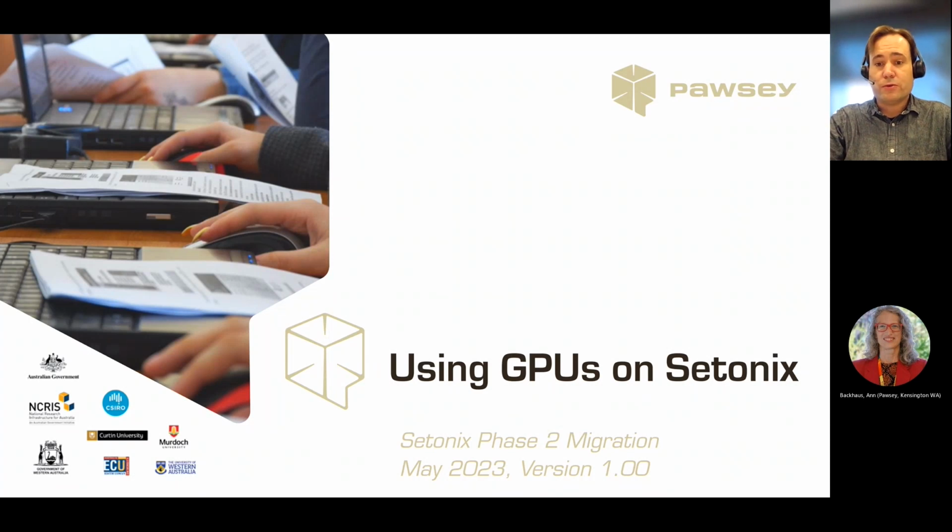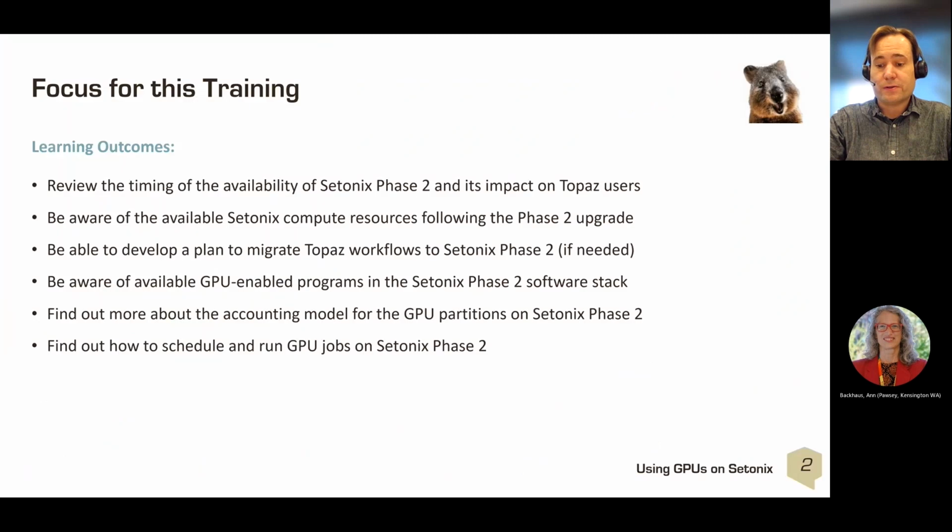Welcome to this first training module on using the GPUs on Setonix. For this training, the focus is to understand the availability of the second phase of Setonix and the GPUs that it has, as well as the migration path for our current GPU users on the Topaz system. We're going to cover the available compute resources as part of phase 2 of Setonix, the migration pathway for Topaz workflows, as well as the available GPU programs that we'll have in the software stack. You can also find out more about the accounting model for the GPU partitions, as well as how to schedule and run GPU jobs.